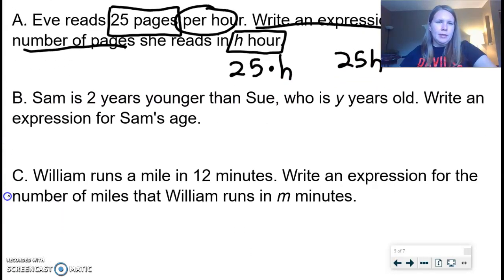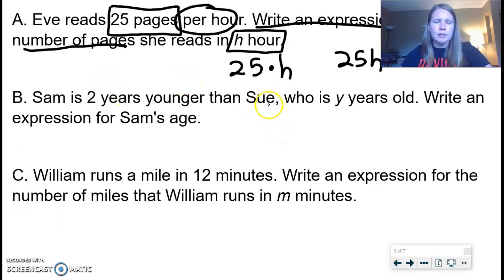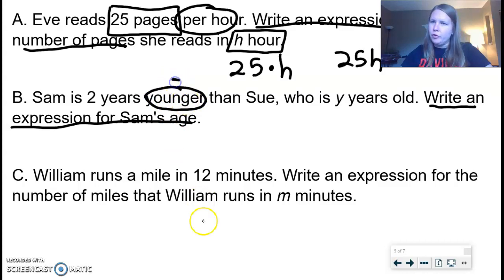Let's look at B. B says that Sam is 2 years younger than Sue, who is Y years old. Write an expression for Sam's age. So again, here is my direction. We underline that. We look at my operation, and sometimes it's not as direct, but the way to figure out your operation is the word younger. If someone's younger, I would assume I would want to subtract. And then I would box in any other important information, which is my 2 years.